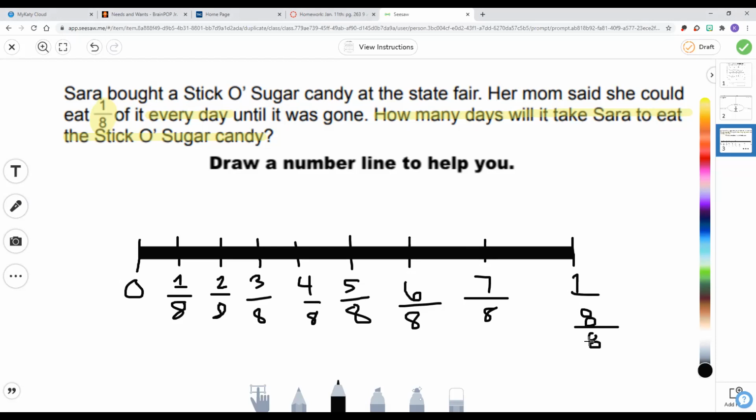Okay. So then I need to answer the question. How many days will it take Sarah to eat the whole candy? How many days is it going to take her? What is my last number I got to? 8. So it'll take her 8 days.